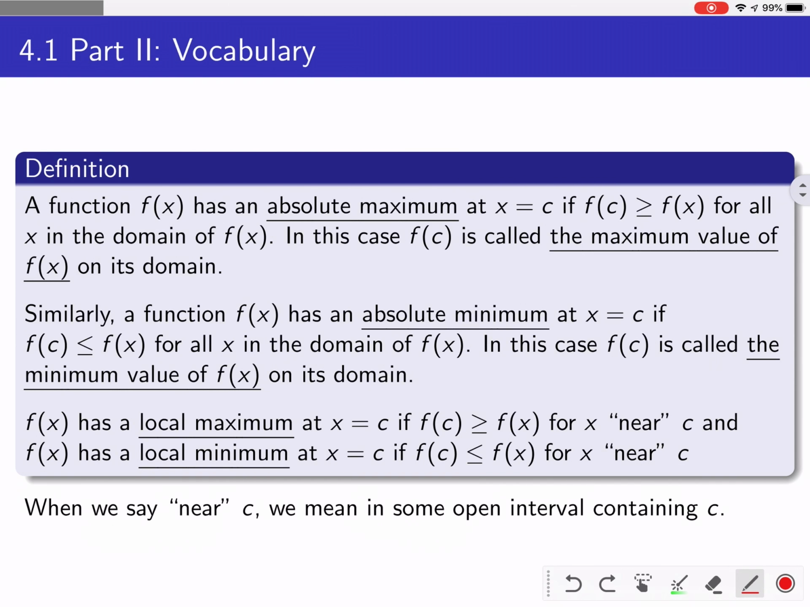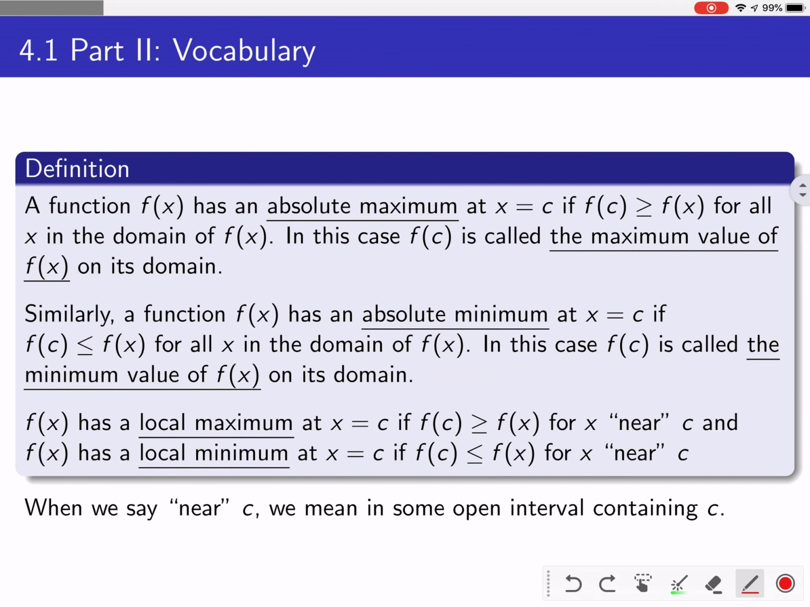The y value at an absolute maximum is known as the maximum value of f of x on its domain. To be thorough, I will point out that the maximum value of a function is unique, but may be attained at more than one x value. For example, cosine of x attains its maximum value of 1 at an infinite number of x values.